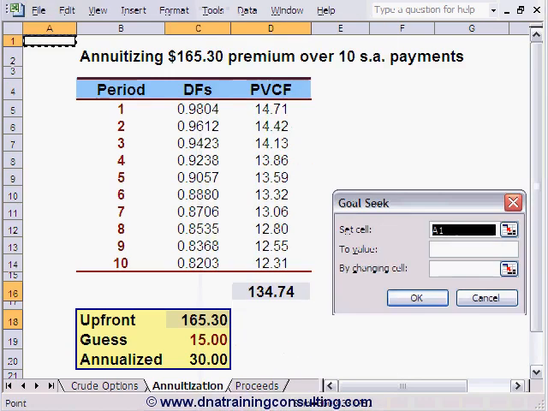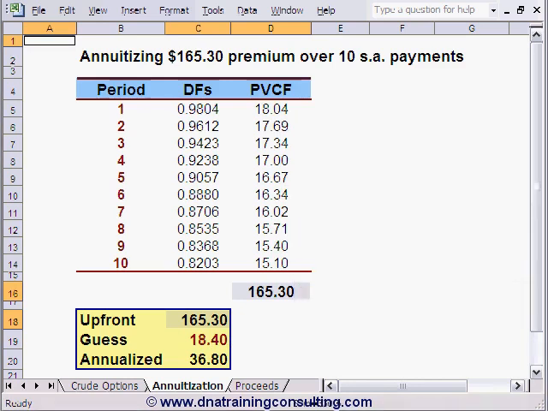Thus, tools, goal seek, set cell D16 to value 165.3 by changing cell C19, hit OK, revealing a result of $18.4 or $36.8 on an annualized basis in cell C20.